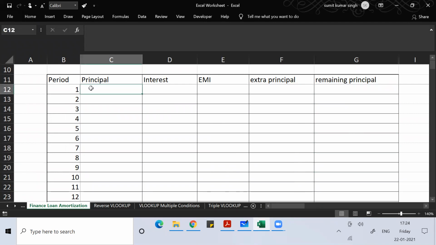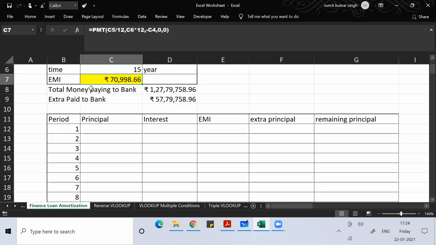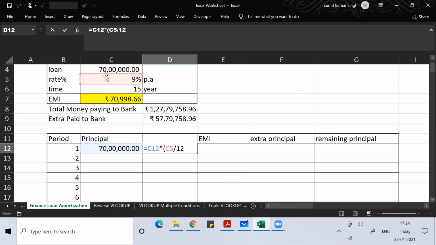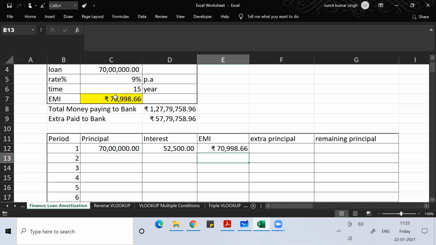And that is what we are trying to do here. You can see this calculation is basically called a loan amortization schedule. Here I'll take the principal as 70 lakh. What is the interest? The interest will be 70 lakh into the rate of interest divided by 12. Fix this cell, this 9%. So you got the interest. If you see, the EMI is 70,998. This is your EMI.